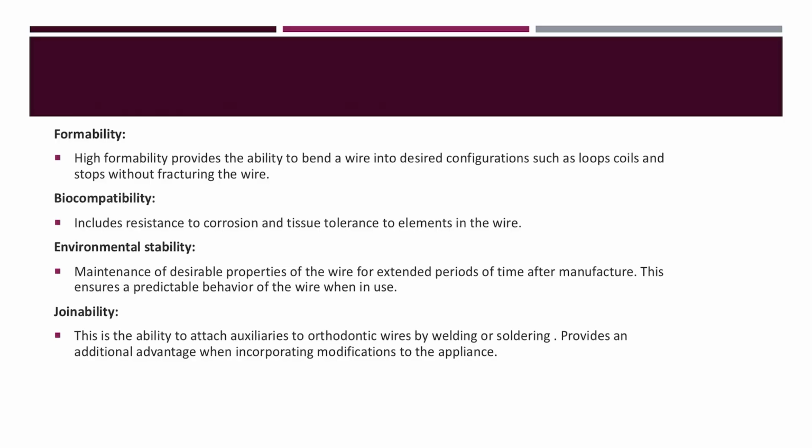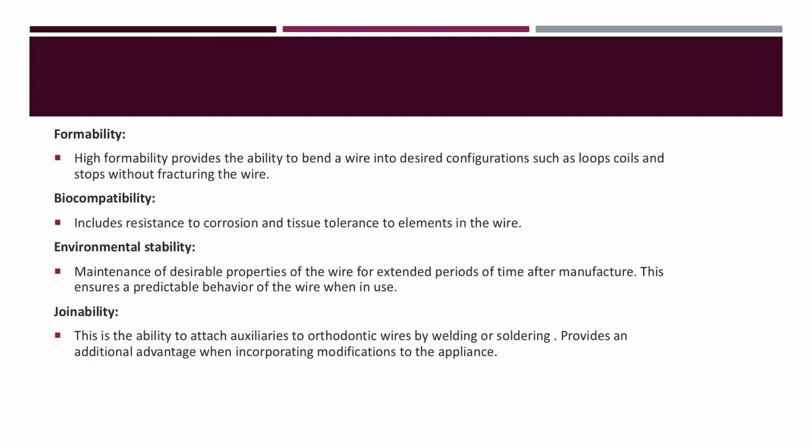Formability. High formability provides the ability to bend a wire into desired configurations such as loops, coils and stops without fracturing the wire. Biocompatibility. It includes resistance to corrosion and tissue tolerance to elements in the wire. Environmental stability. Maintenance of desirable properties of the wire for extended periods of time after manufacture. This ensures a predictable behavior of the wire when in use.